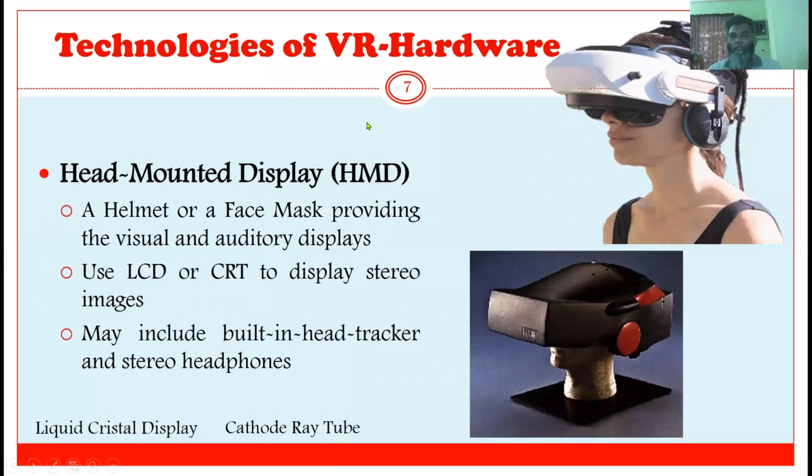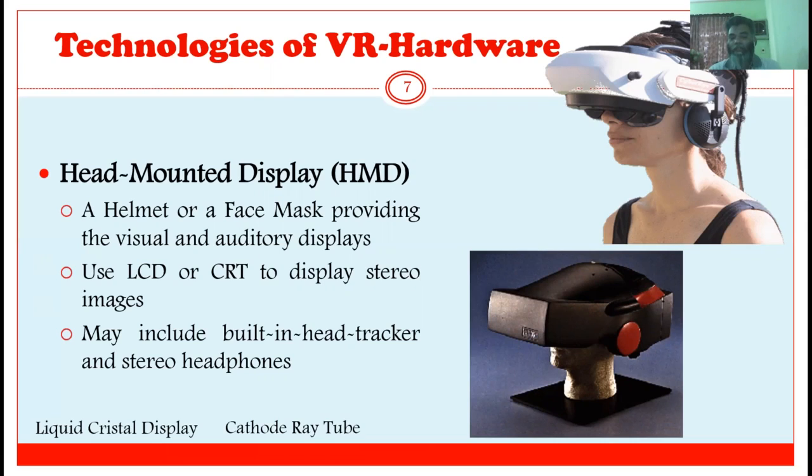So some of the technologies of virtual reality, one is the head-mounted display. It's a display device worn on the head or as part of a helmet that has a small display optic in front of one eye, that is monocular HMD, or of each eye, that is binocular HMD. And head-mounted displays have many uses, including gaming, aviation, engineering, and medicine.